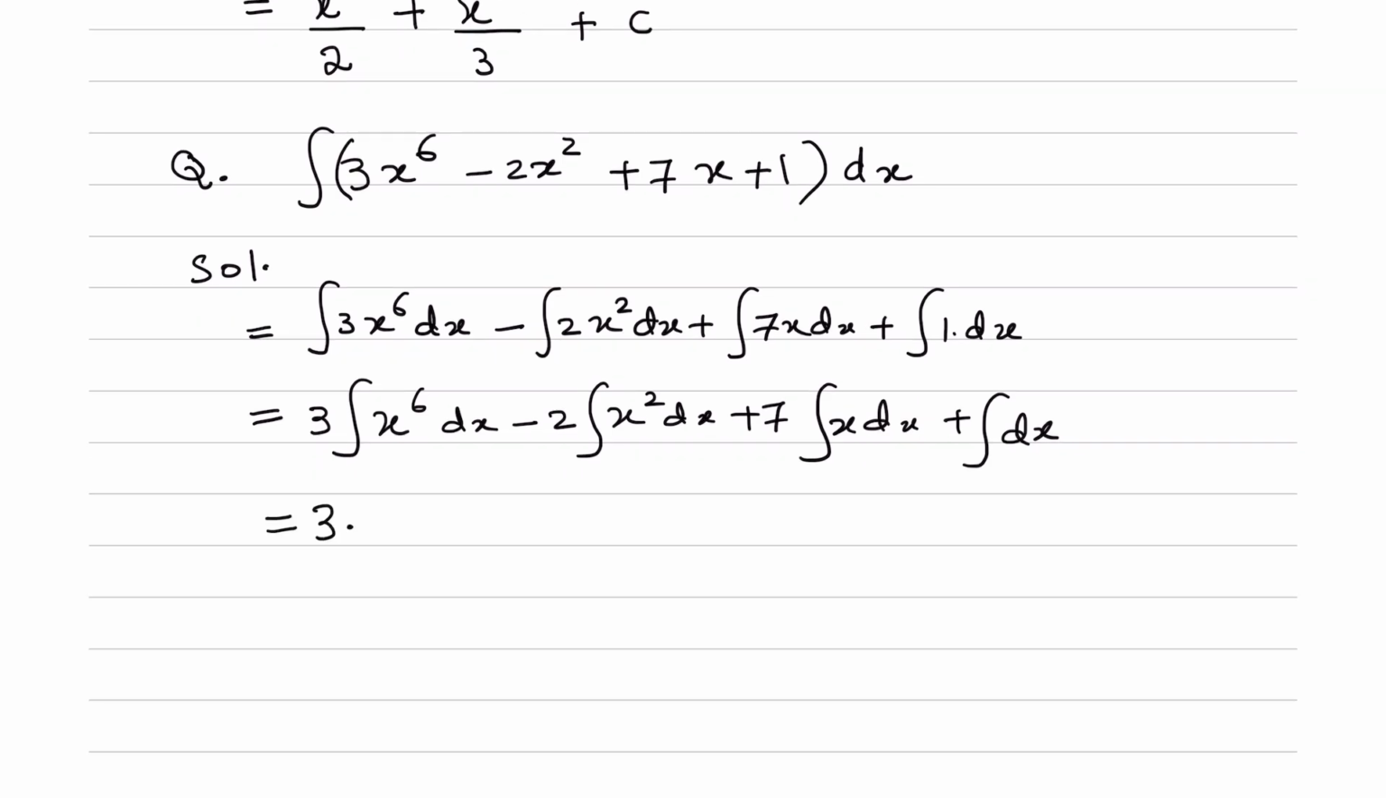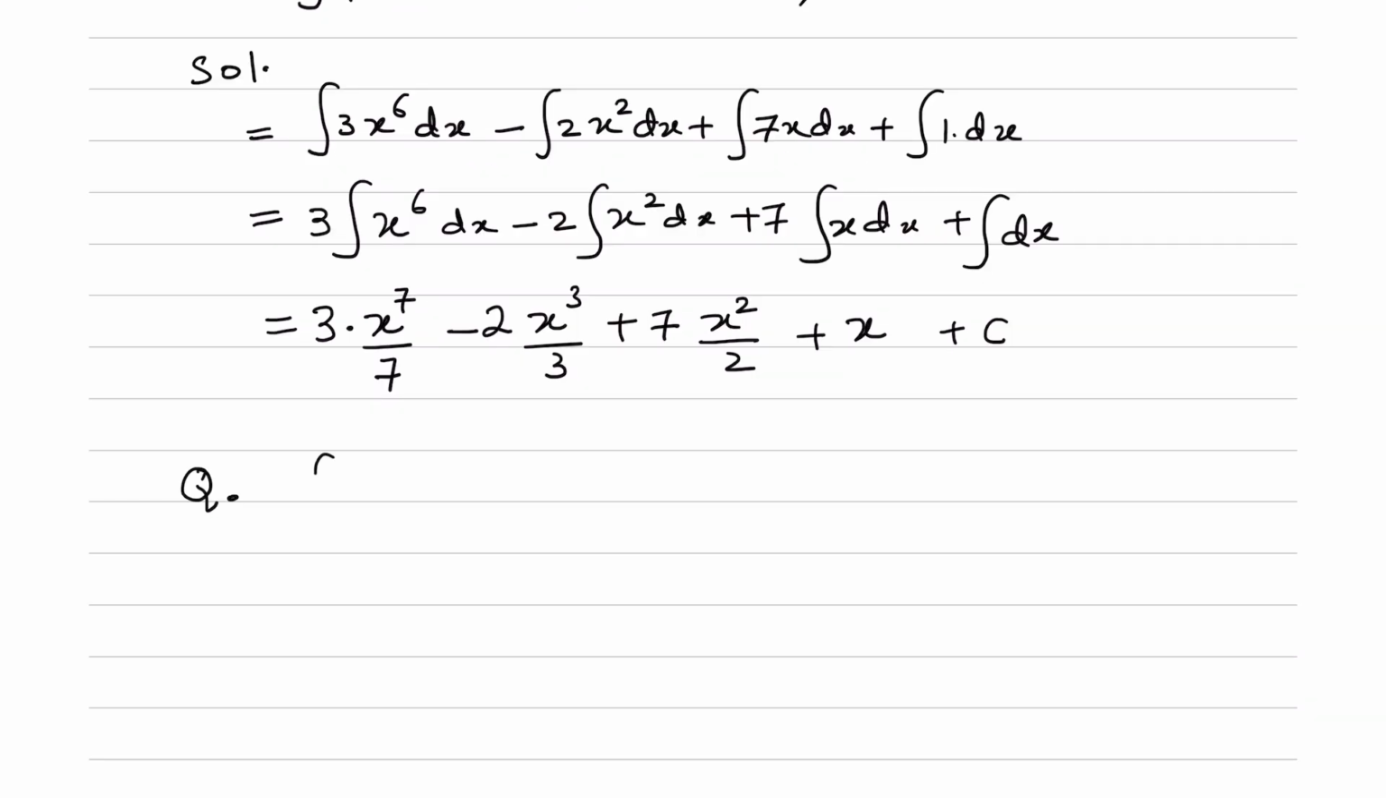Now integration of x to power 6 by power rule of integration is x to power 7 by 7, minus 2 times x square integration, which is x cube by 3 by power rule of integration, plus 7 times x integration, which is x square by 2, plus x and some constant.